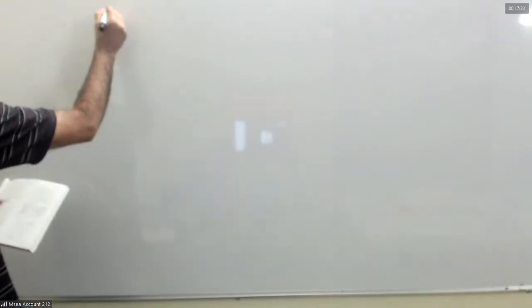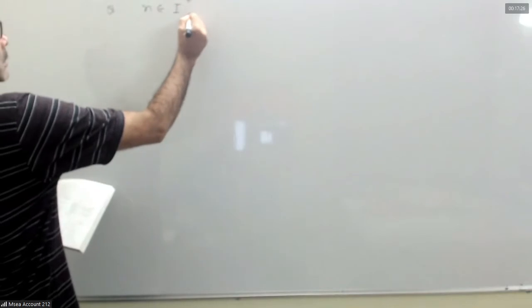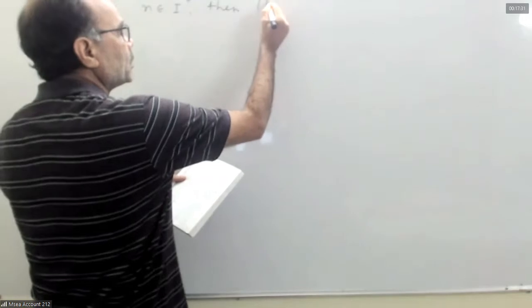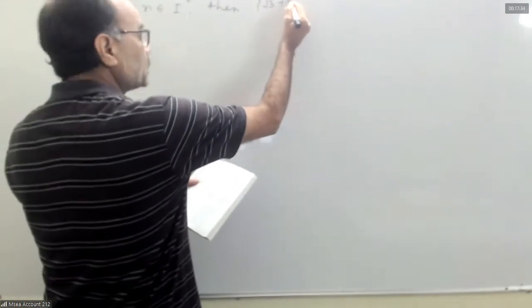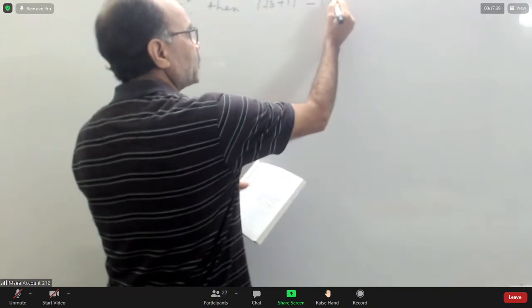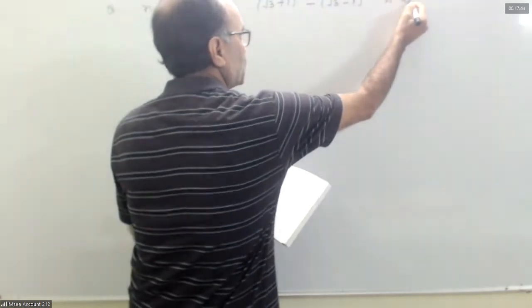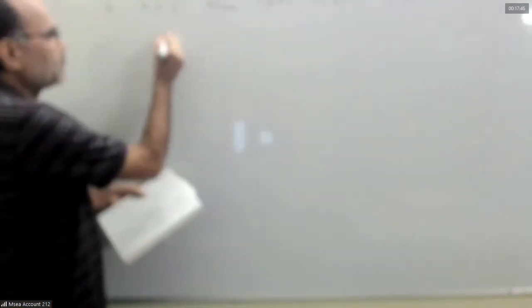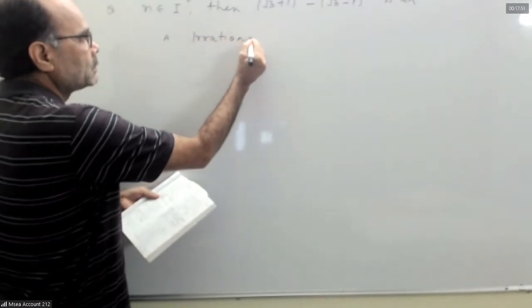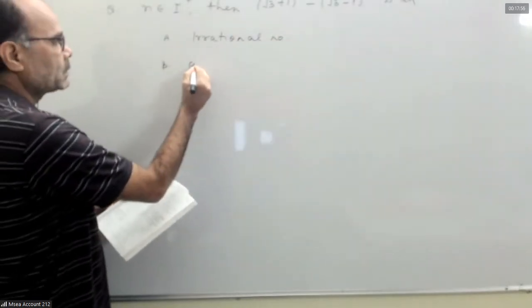Question is, n belongs to I plus. Just a one line question, think of: root 3 plus 1 to the power 12 minus root 3 minus 1 to the power 12 is n. First option is a rational number. Second option, an odd positive integer.